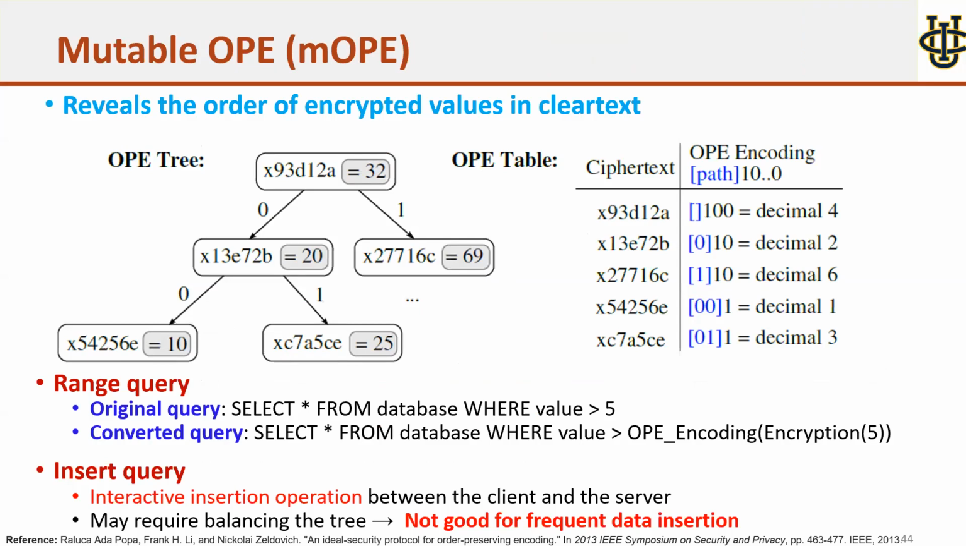Okay. Yes, Shantanu. So this technique is called mutable order preserving encryption, and this is by Popa et al., a 2013 paper in IEEE. So what is happening in this technique? Suppose I am giving you 5 numbers: 10, 20, 25, 32, and 60.